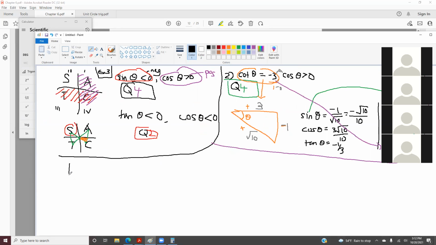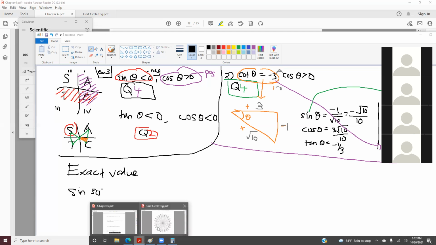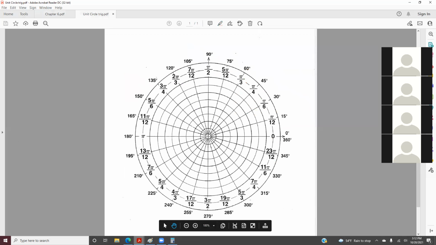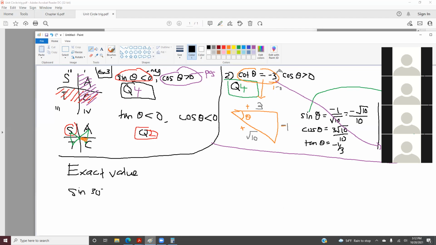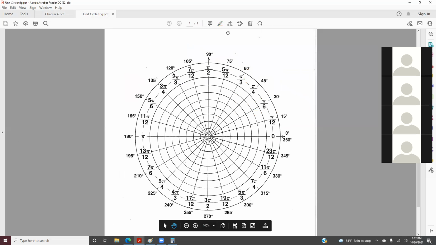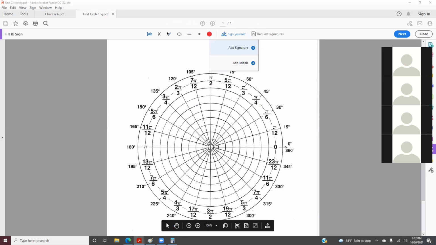Okay. Now we're going to figure out the exact value. So every time the question is asking for exact, what is the exact value of sine 30 degrees, sine 45 degrees, and so on, then you have to use this unit circle to figure out the exact value. So how do we figure out the exact value in this case? The only type of exact value we use here is either 30 degrees, 45 degrees, or 60 degrees. So if you look at this unit circle, we are only doing the 30, 45, and 60 degrees. So we don't use 15 degrees.